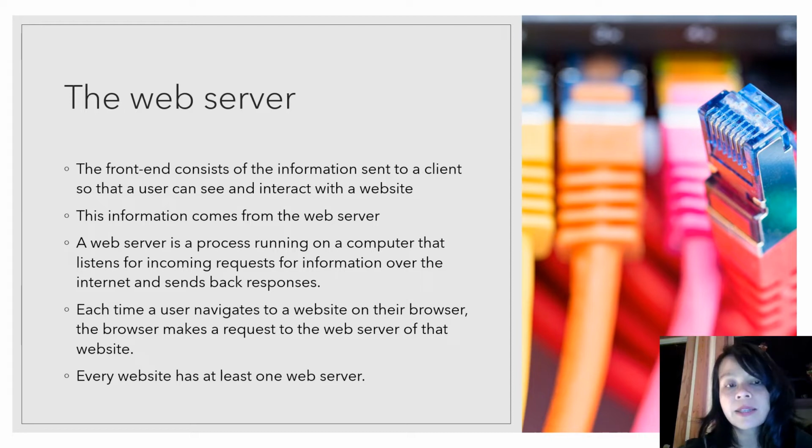The front end consists of the information sent to a client so that a user can see and interact with the website. This information comes from the web server. A web server is a process running on a computer that listens for incoming requests for information over the internet and sends back responses. Each time a user navigates to a website on their browser, the browser makes a request to the server of that website. Every website has at least one server. If it's a very big website, then it would have more than one server.